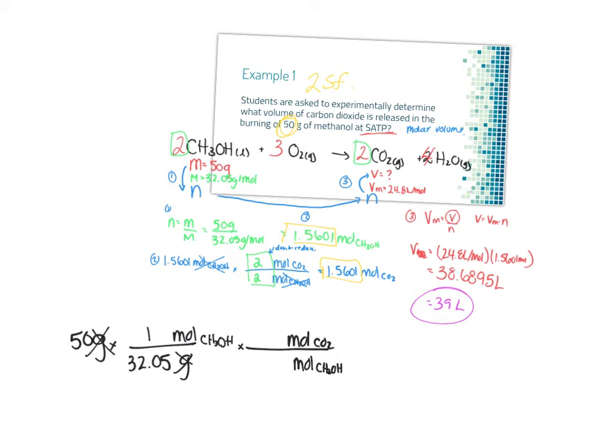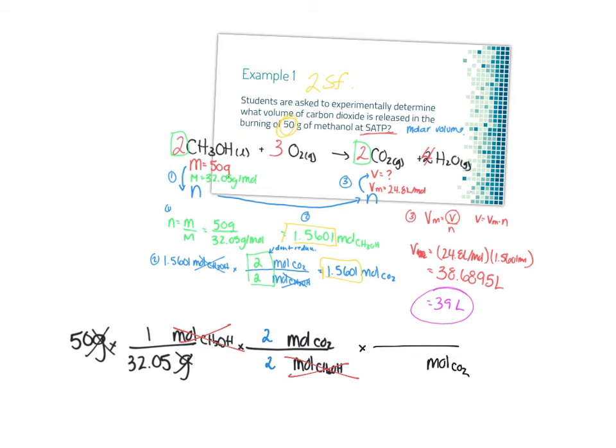Notice that the process is the same. Find moles of our known. Switch to moles of our unknown. Solve the equation. So we're at switching moles, and this is our 2 over 2 again. Moles of CH3OH cancel, and I'm left with moles of CO2. That's not what I want for a final answer.